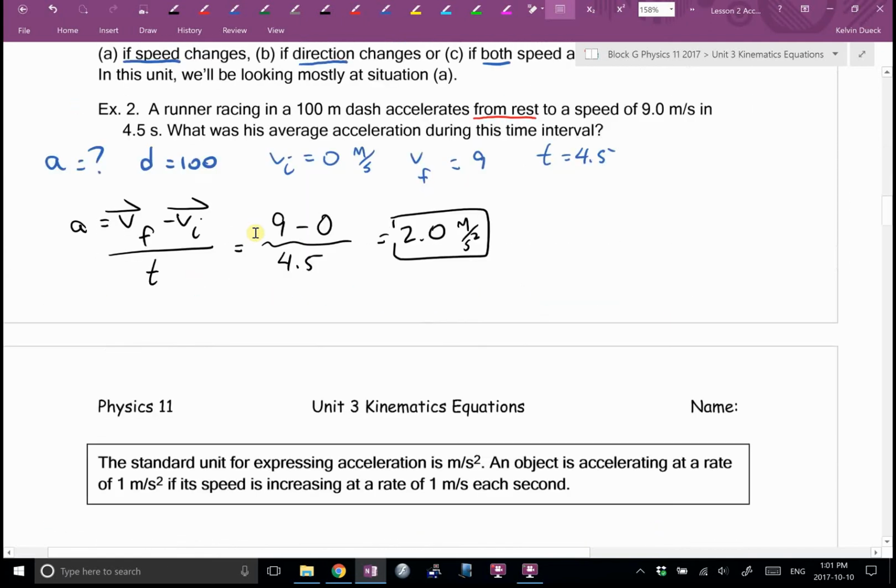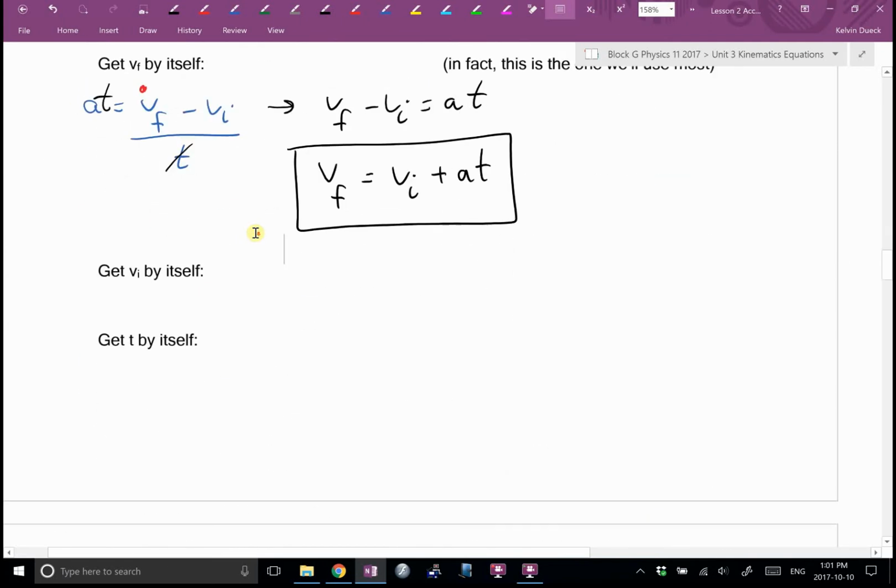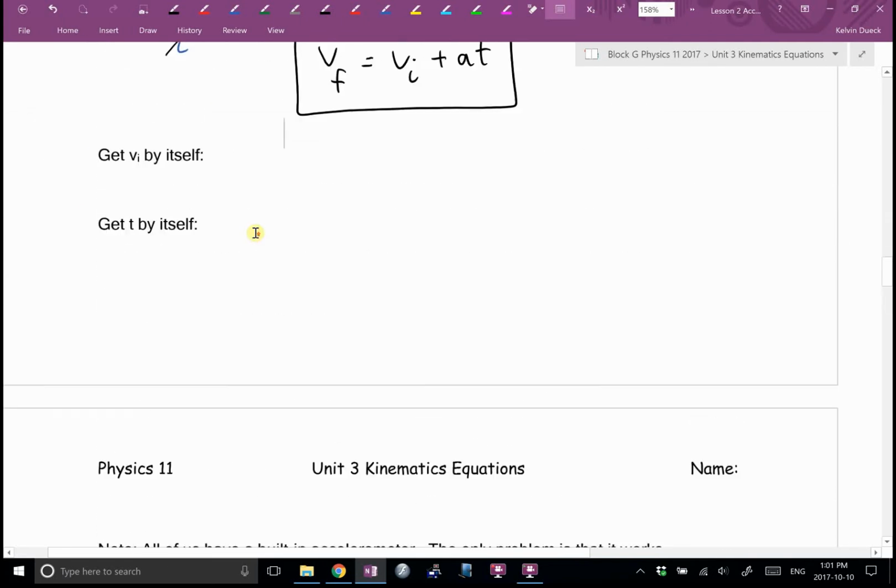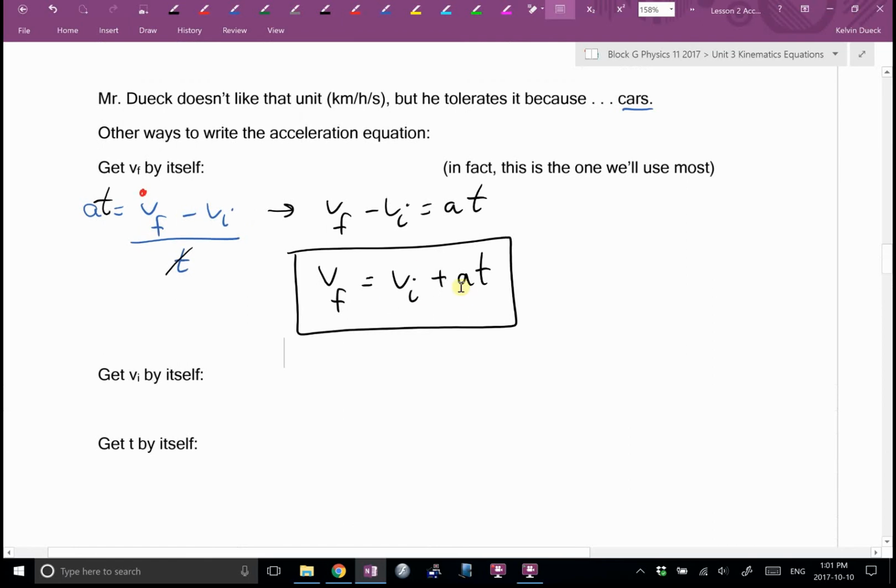What if I wanted to find the initial speed? Can do that too. How would I get the VI by itself? Well, see the VI right here? What else is on the same side as the VI? A plus at.